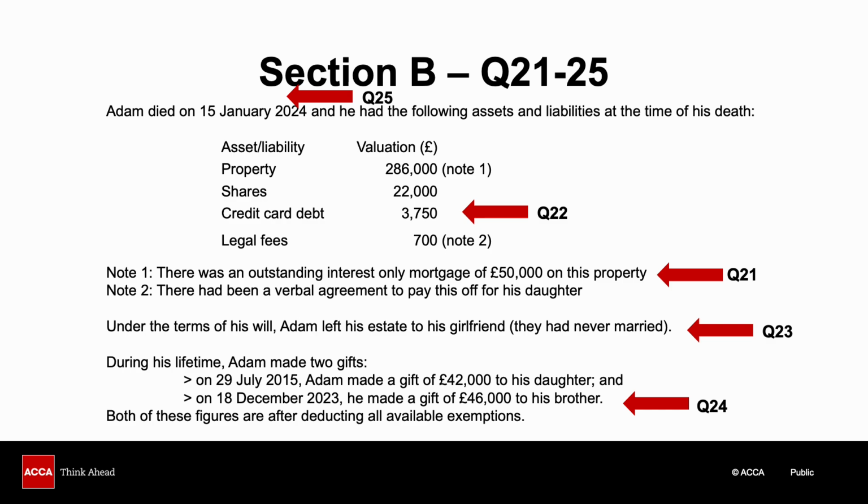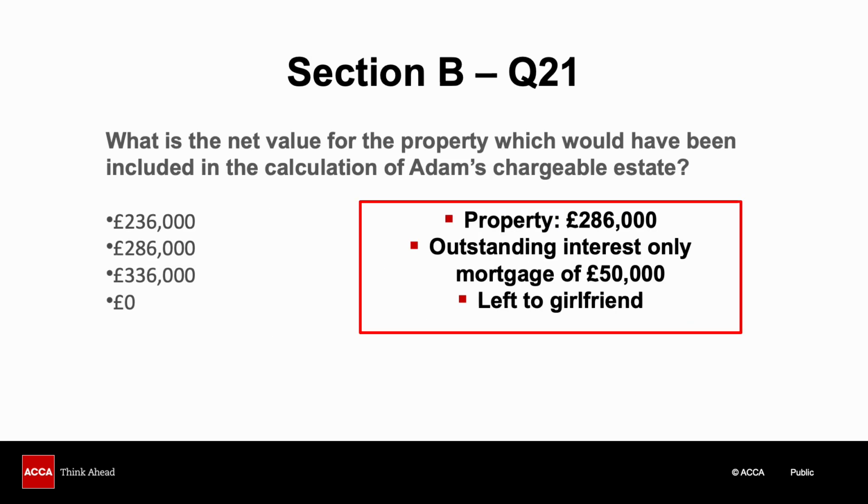Some of these are more straightforward than others. So the first question is around the net value for the property, which would have been included in the calculation of Adam's chargeable estate. And the relevant bits of information from the scenario were that the property had a value of 286 in the death estate. There was an outstanding interest-only mortgage of £50,000, and he left the property to his girlfriend. So a couple of things to think about there.